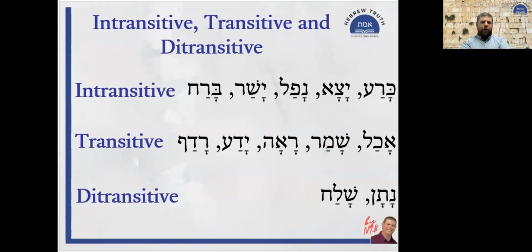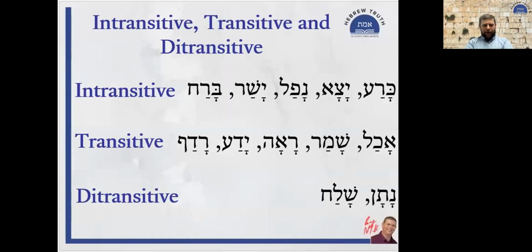Anyway, so intransitive, transitive, and ditransitive. Intransitive verbs are actions that do not take a direct object. The common English example is "Jesus wept." The verb wept does not take a direct object. There are many examples.